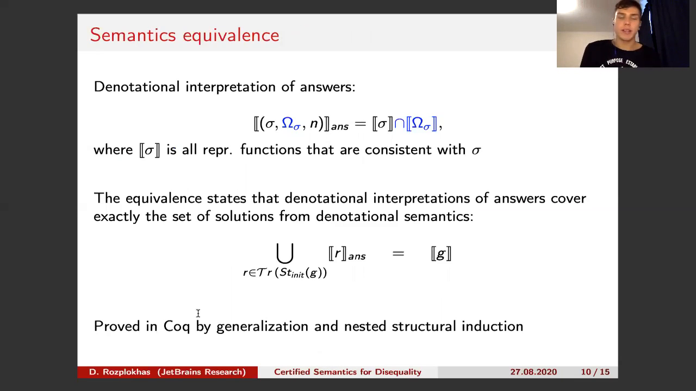Now, when we have two different semantics, we proved that they are equivalent to show that our search procedure covers exactly a mathematical model of the program represented by denotational semantics. To do this, we need to give a denotational interpretation to the answers, and it is just all representing functions that are consistent with both substitution and restrictions of constraint store. And then we can formulate the equivalence in the following way: the union of interpretations of all answers that we have in our path equals the denotational semantics.